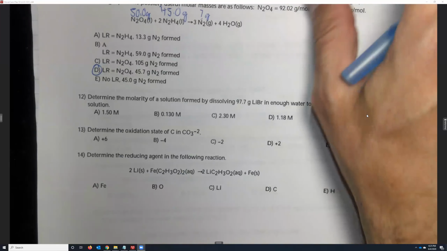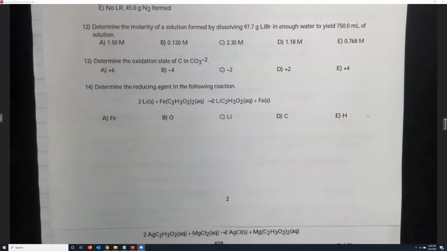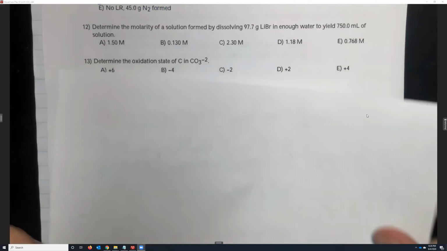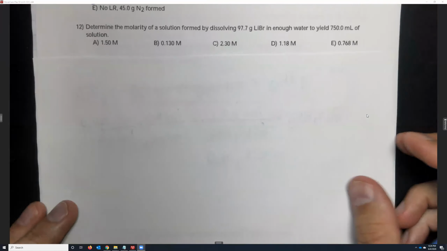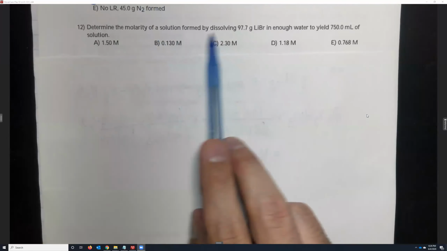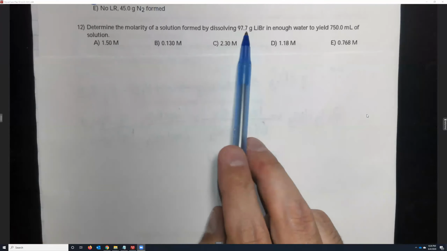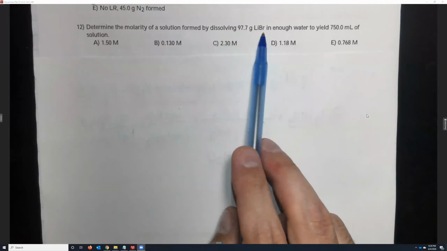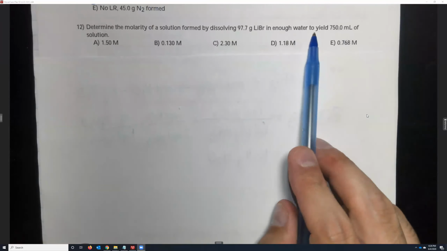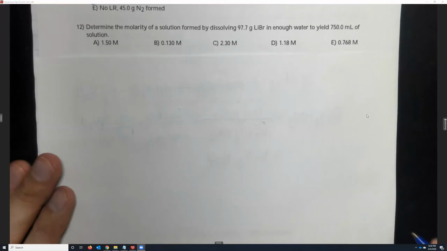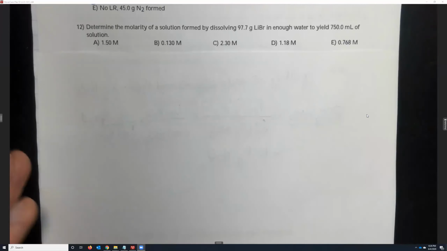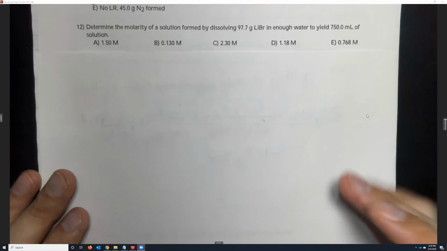All right, so now we're shifting gears to a molarity question away from stoichiometry problems. It says, determine the molarity of a solution formed by dissolving 97.7 grams of LiBr in enough water to yield 750 milliliters of solution. So in this case, you could do this however you want, just like any of these problems. There's 50 ways to do them, and I only show you one way.